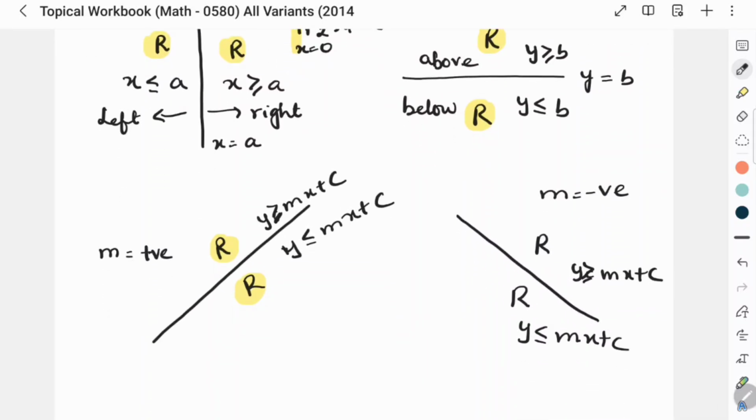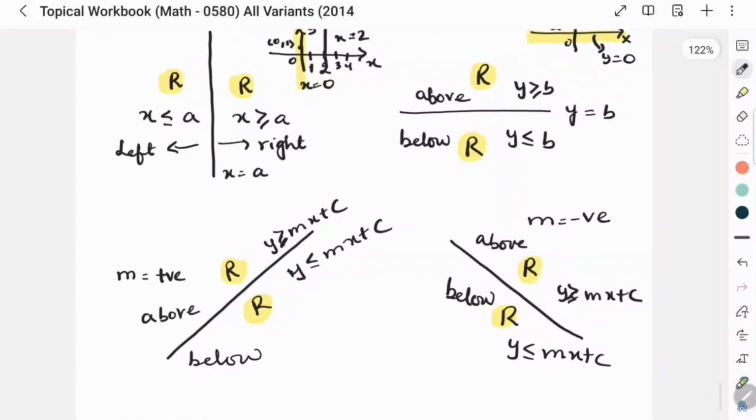In this example the gradient is positive, rising from the left. If your region is above the line, then y is greater than or equal to mx plus c. If it is below the line, then y is less than or equal to mx plus c. The last example: y is greater than or equal to mx plus c, obviously the region is above, and if it is below, then y is less than or equal to mx plus c. Remember, here the gradient is negative because it's falling from the left.